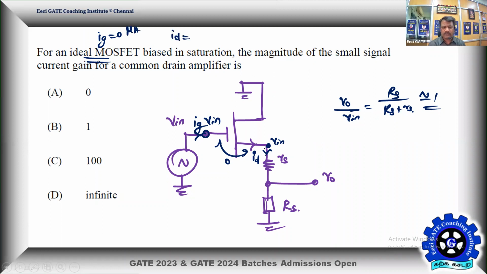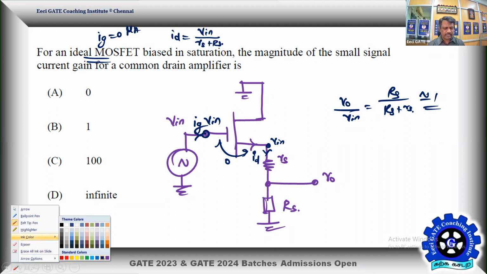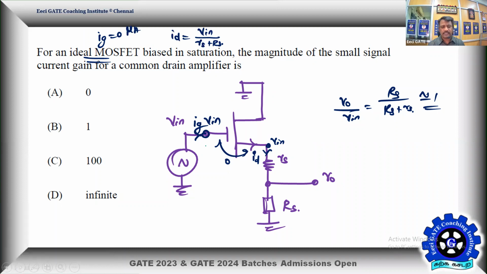ID is equal to what? ID is equal to Vin divided by small rs plus capital RS. You can take this as the input current IN, and this current can be perceived as I0. So you can go for the small signal current gain. It's going to be I0 by IN, nothing but your channel current divided by your gate current. And since the gate current is 0 and ID is always finite, the answer is better.